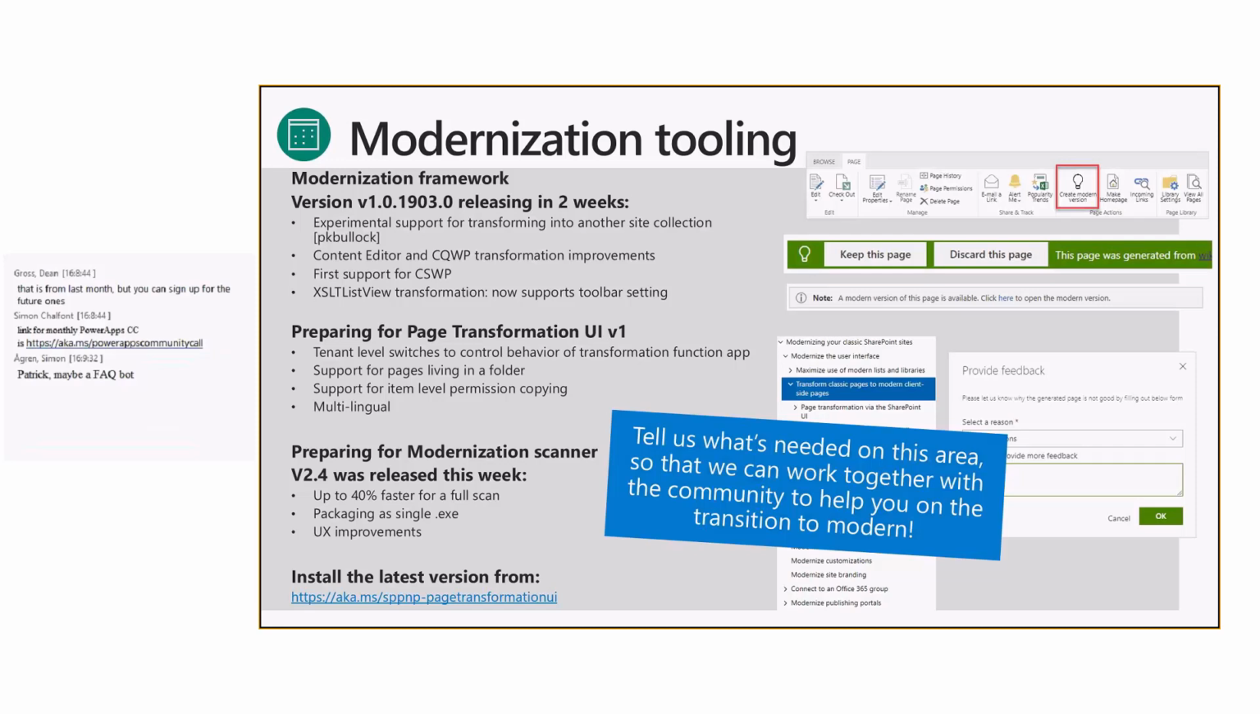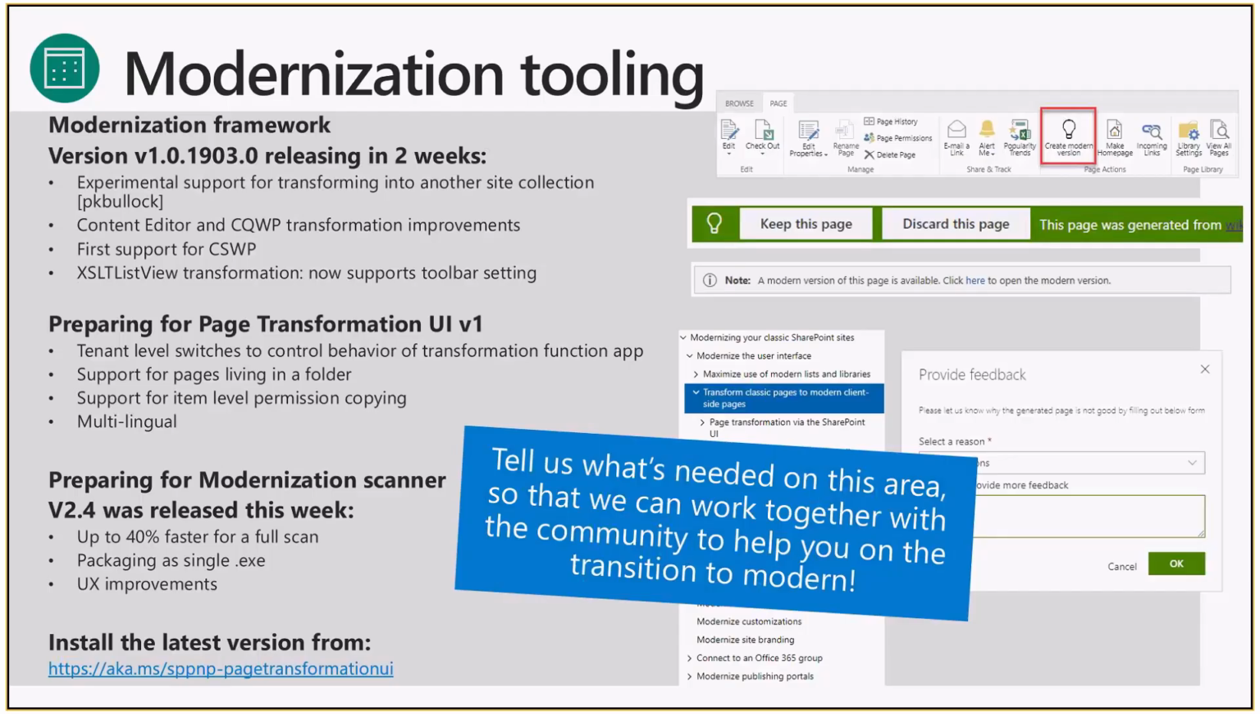Furthermore, we'll have some improved mappings for content editor and content by query web parts. More detailed mappings, more functionalities being mapped. Looking into offering transformation support for content by search. And the list view web part now supports a toolbar.